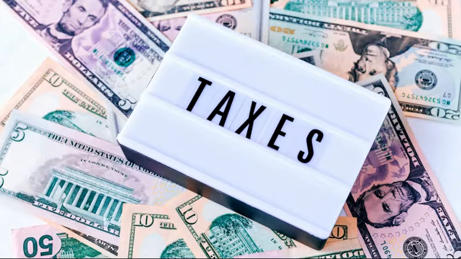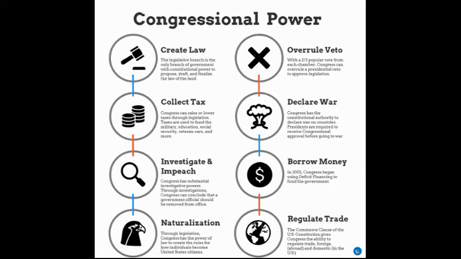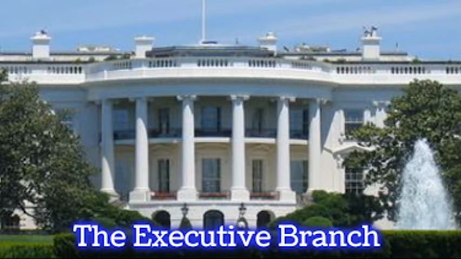Article 1 elaborates on other powers of Congress. For example, only Congress can decide how to spend the money raised through taxes. Other congressional powers include the power to raise an army and navy, to declare war, to pay government debts, and to grant citizenship.